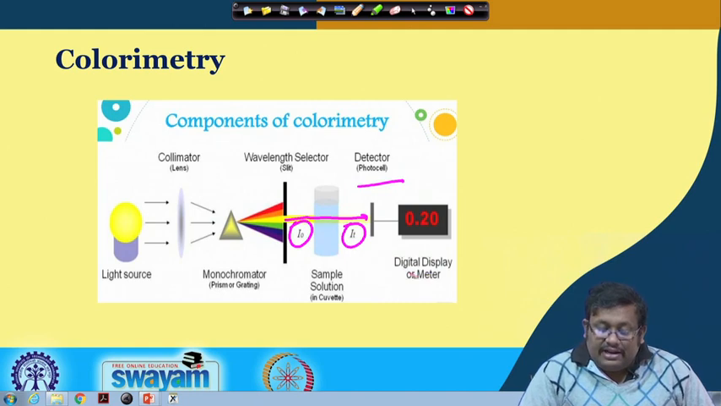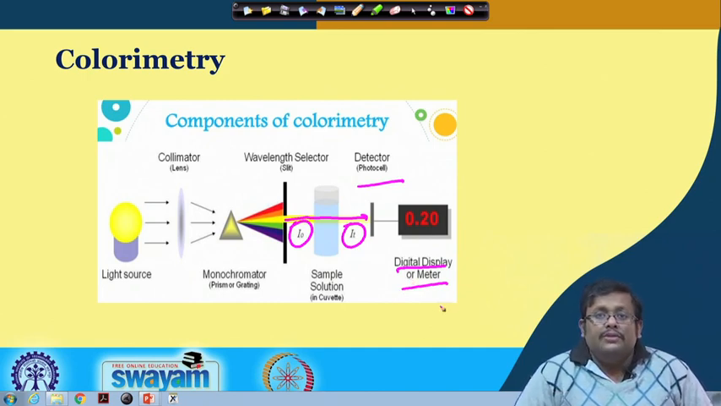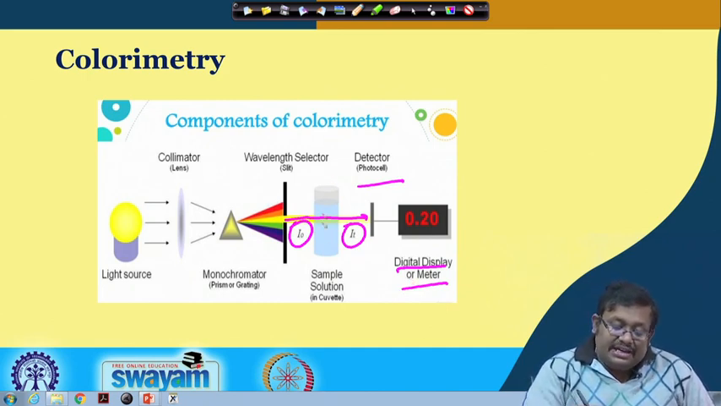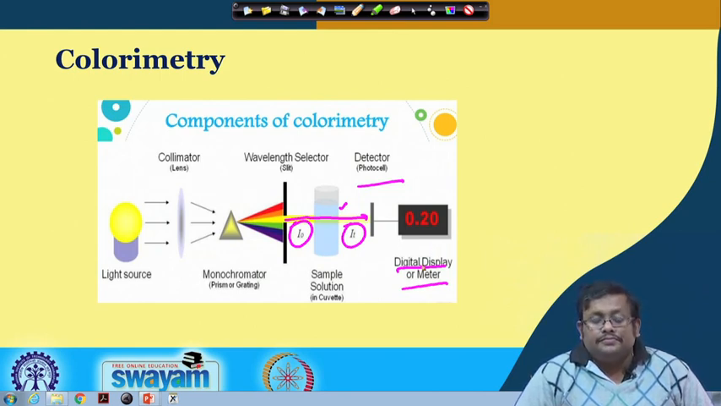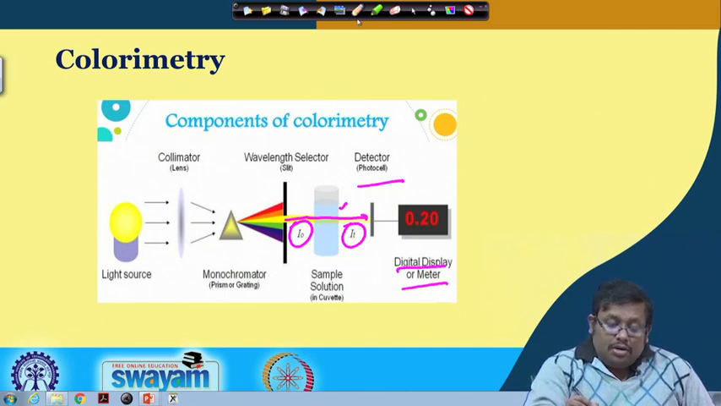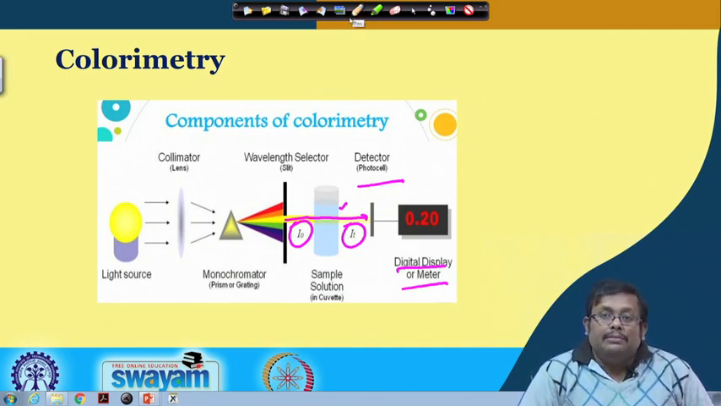Finally there will be a detector, and this detector will digitally display the result, or basically this photocell will convert the intensity of the radiation into electrical energy. That is how a colorimeter works. So we generally add different solutions here, and based on their concentration we will get different transmittance or absorbance. Okay. Now, what is the basic principle behind this?